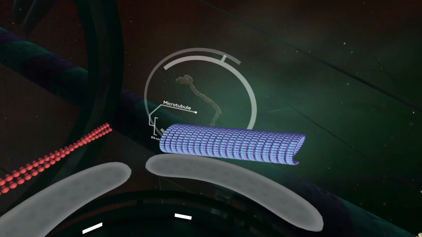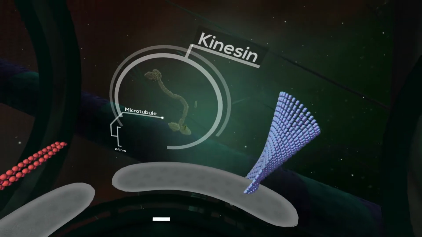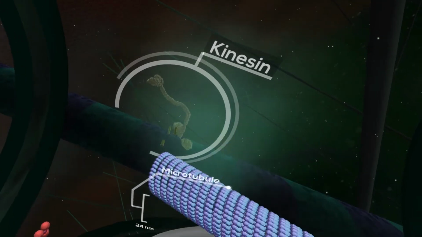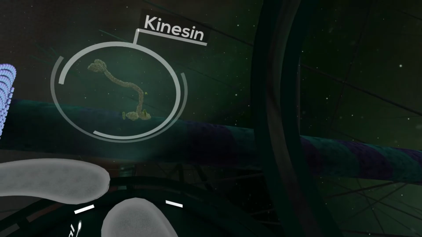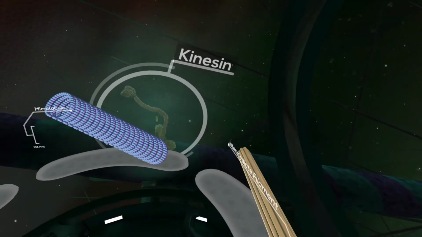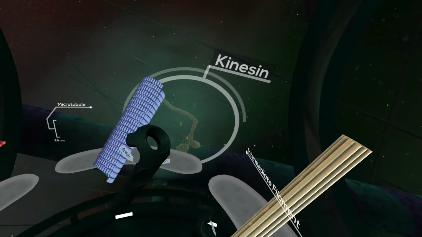A special type of protein, called kinesin motor protein, has the ability to walk along microtubules. It latches onto larger structures and transports them around the cell.